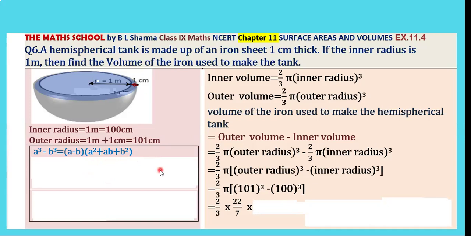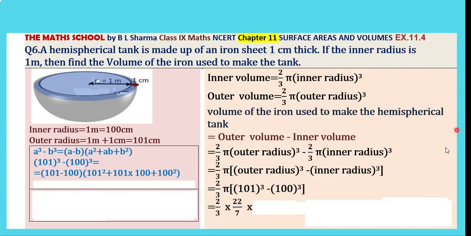This is an algebraic identity. So in place of a, you can put 101, and in place of b, we can put 100, and we can calculate. So 101 power 3 minus 100 power 3, we can write as 101 minus 100 multiplied by 101 power 2 plus 101 into 100 plus 100 square. 101 minus 100 is 1.